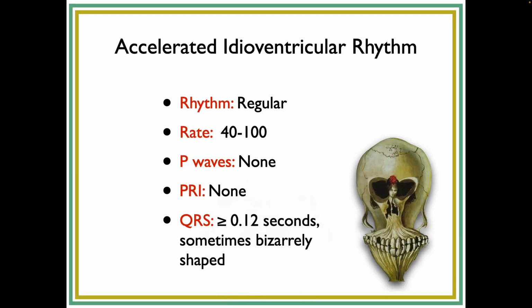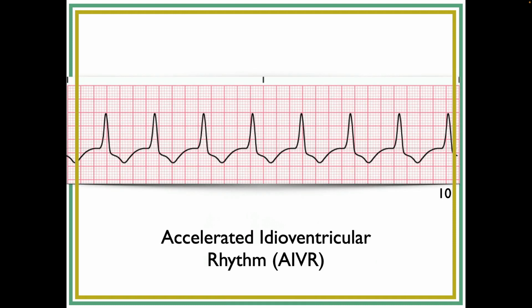So again, it's regular. The rate is between 40 and 100, and otherwise it's the same. This is what it looks like. No P waves, wide, regular, between 40 and 100.